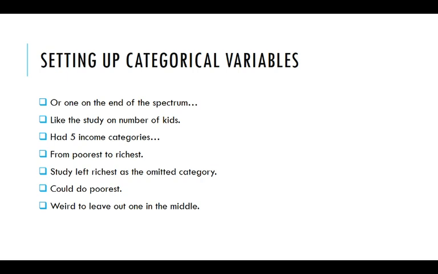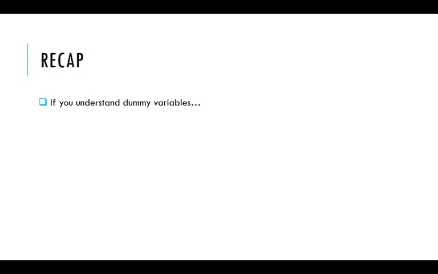So I like thinking logically about what your omitted category should be. The message is either it's because there's a predominant category in your data, or because you're looking at a spectrum and you're choosing the end of the spectrum, or because you have a hypothesis, but you have to give thought to it. Don't just randomly choose a category to omit. That would not be good methodology. So let's recap. If you understand dummy variables, then you understand categorical dummy variables, right? They basically work the same way. You just have to think about having one less group.